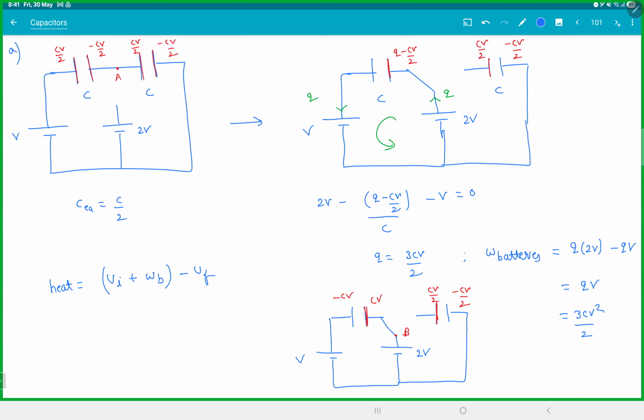Now, what is the second part? Again, you took the switch and flipped it back to A. Can you find the new charges and the new heat produced? I'll give you 2 minutes. The final state of this circuit will be the initial state for the next question. Now the switch is flipped back again to point A. Find the heat produced.